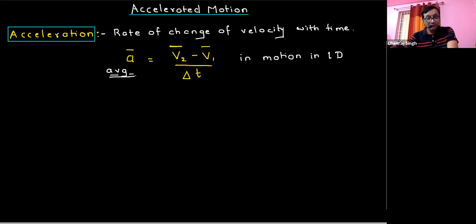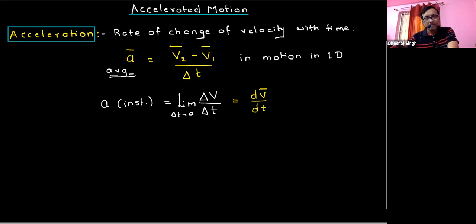There is a concept of instantaneous acceleration also. Instantaneous acceleration can be delta V by delta T, where delta T tends to zero. This will be equal to dV by dt. This is the acceleration. All of you have understood probably.